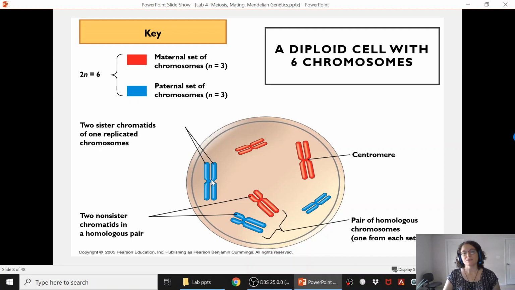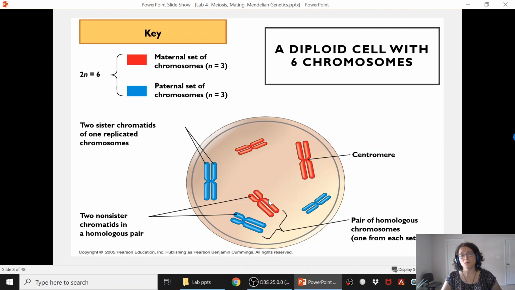So you have a replicated chromosome here, or a duplicated chromosome, okay? So these two are two sister chromatids. They are identical to each other. They're on one replicated chromosome, okay? And if you have the homologous pair together, these are two non-sister chromatids. And we're going to look at something special that these non-sister chromatids do in meiosis, which is a different form of division.